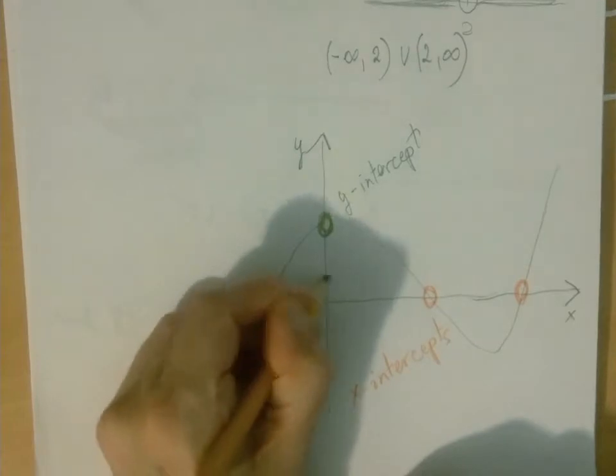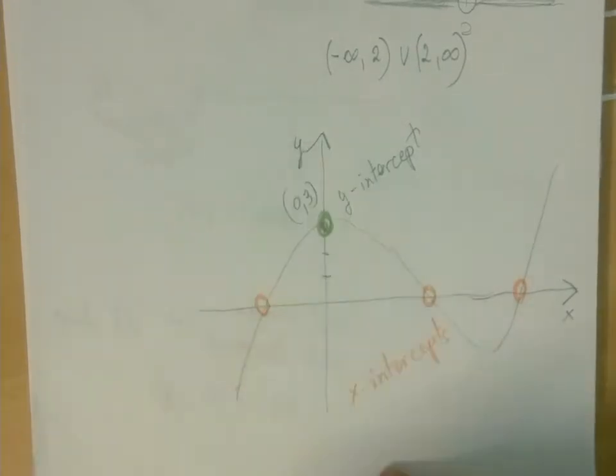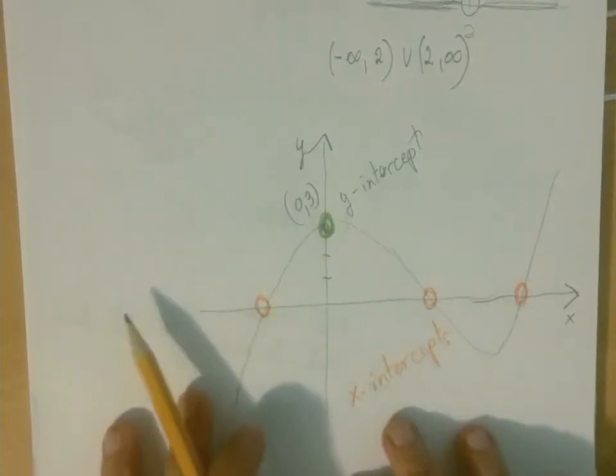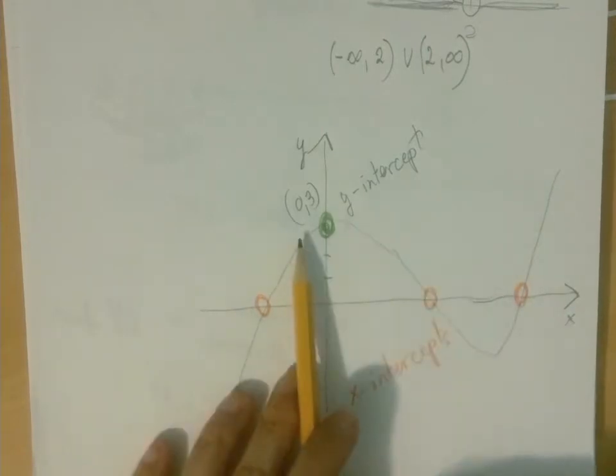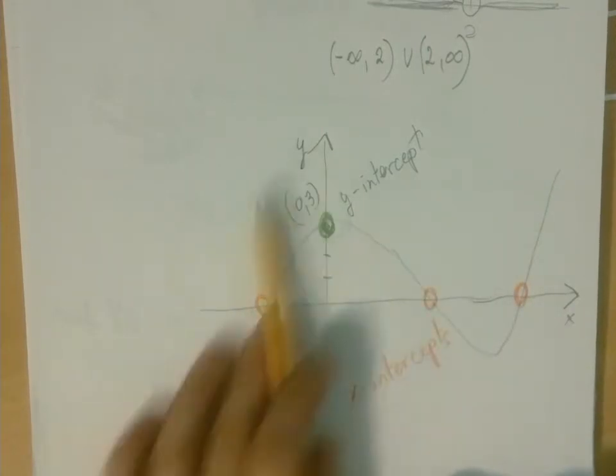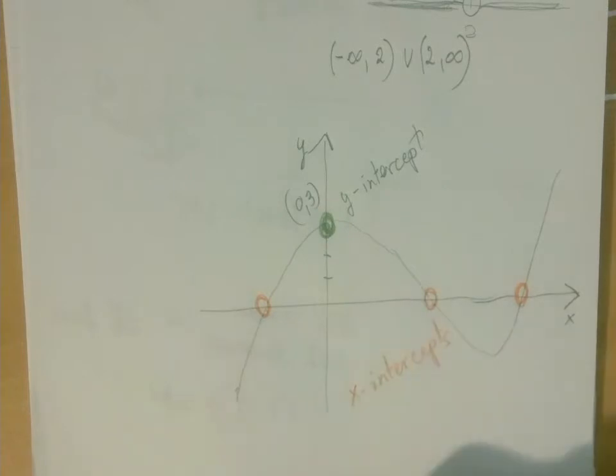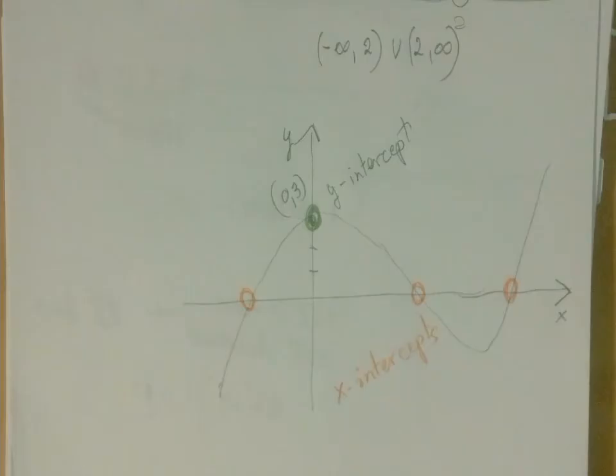If this point here is (0, 3), some books will say that the y-intercept is 3. We're not going to do that. We're going to say that the y-intercept is the point (0, 3). Every time we're talking about intercepts, that's a point, which means you're going to have to enter an ordered pair of numbers as answer. So why are the intercepts important?